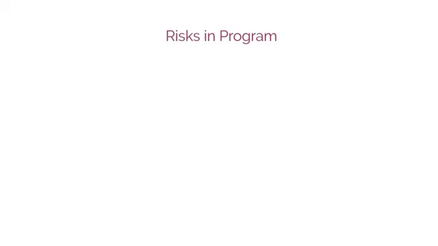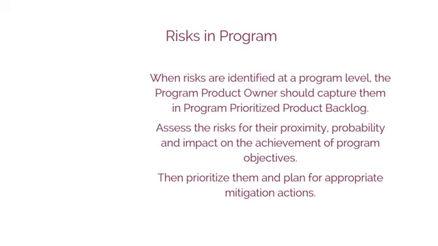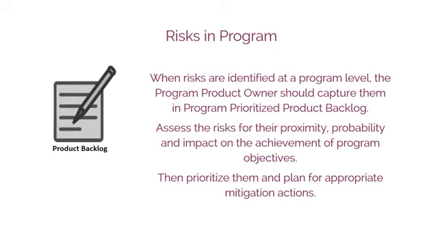Risks in program. 1. When risks are identified by the program team, project teams that are part of the program, or by any other stakeholders, the program product owner should capture them in the Program Prioritized Product Backlog, and then assess the risks for their proximity, probability, and impact on the achievement of program objectives. Once the risks are assessed, the program product owner should prioritize them and plan for appropriate mitigation actions.